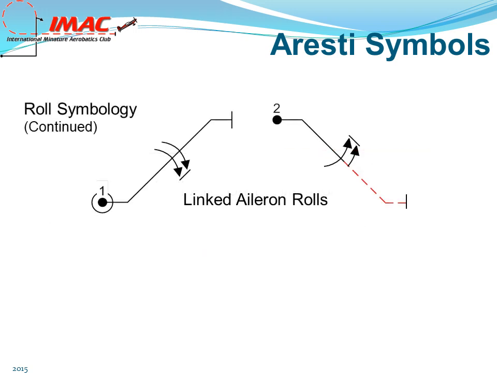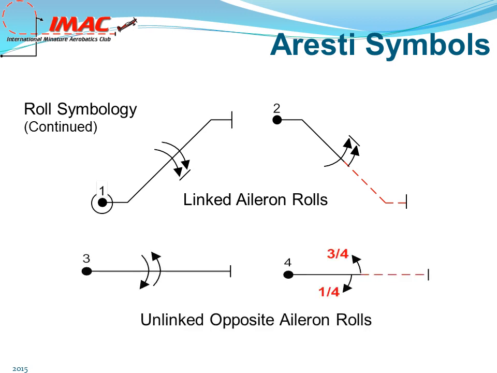Linked or continuous rolls. The arrows of the linked rolls will be connected by a line. Figure 1 is two continuous aileron rolls. Figure 2 is 1 1/2 continuous rolls. Note that the flight changed from positive to negative.